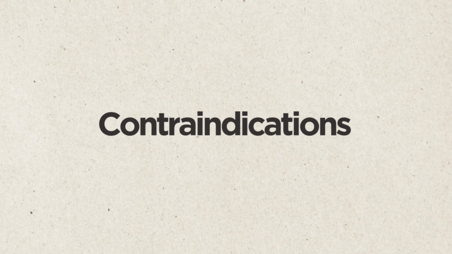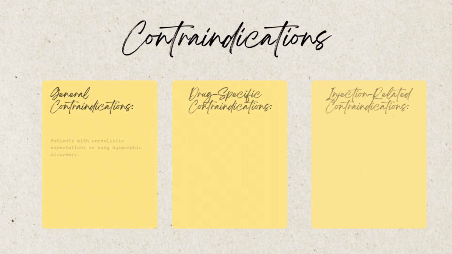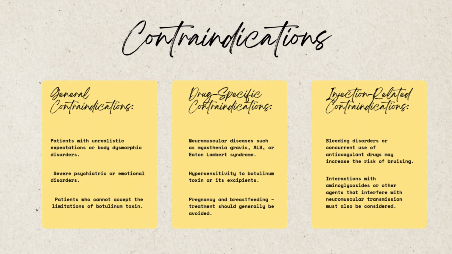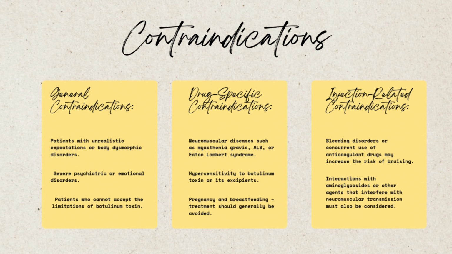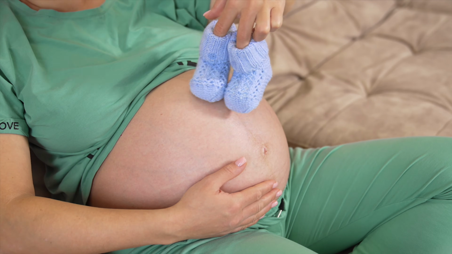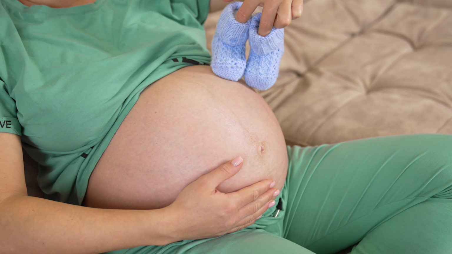Contraindications. Even if the indication is correct, treatment must be avoided in certain patients. Contraindications are divided into 3 groups. General contraindications: patients with unrealistic expectations or body dysmorphic disorders, severe psychiatric or emotional disorders, patients who cannot accept the limitations of botulinum toxin. Drug-specific contraindications: neuromuscular diseases such as myasthenia gravis, ALS, or Eaton-Lambert syndrome, hypersensitivity to botulinum toxin or its excipients, pregnancy and breastfeeding. Treatment should generally be avoided.